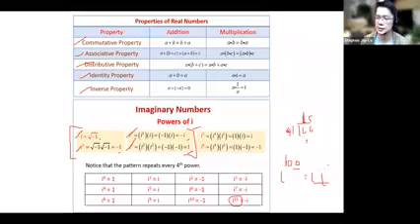Because that is, yeah. So I is 4 and 25. Yeah.